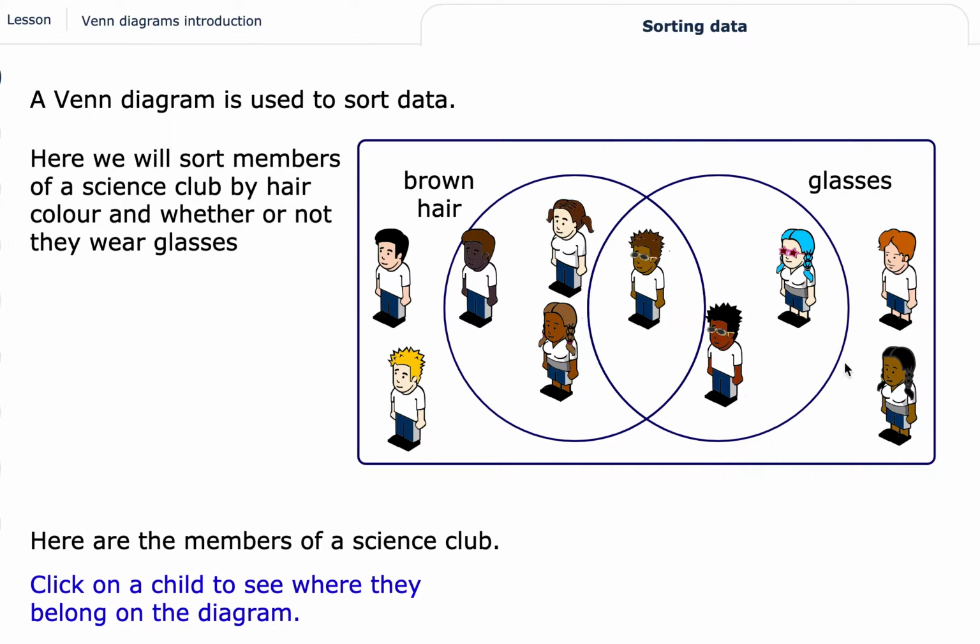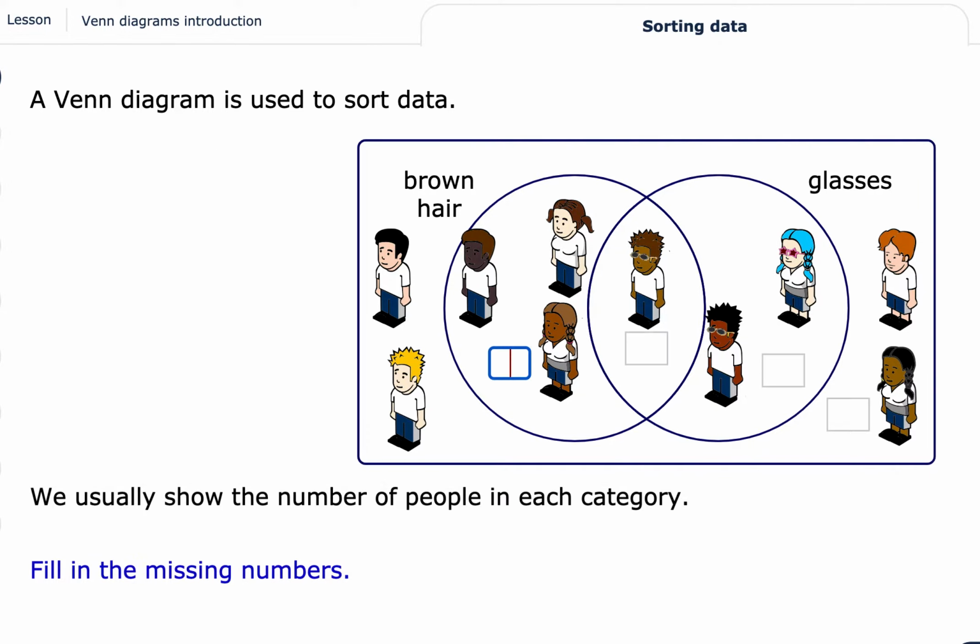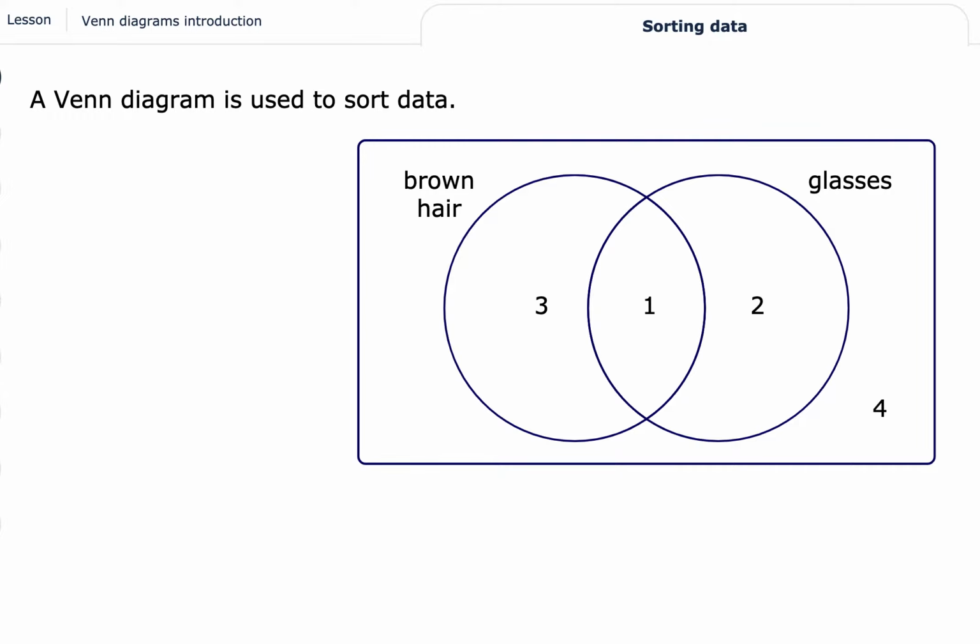We see here that all of them are already in their correct set. Usually we don't draw it this way. We write the number of people in each category. So we have 3 on this side, 1 in the middle, which have brown hair and also wear glasses, 2 wearing glasses, and outside of the circle, but still in the rectangle, we have 4. So we take those members out and leave the number for each set.